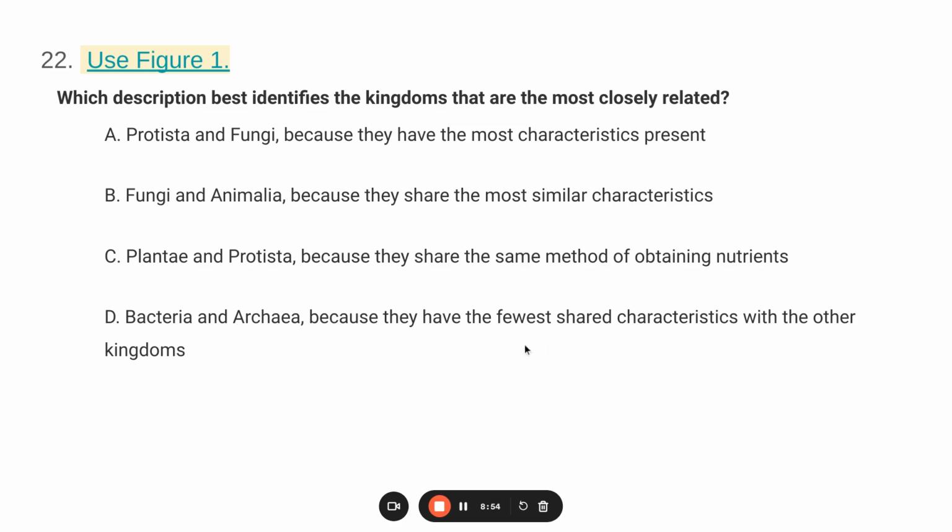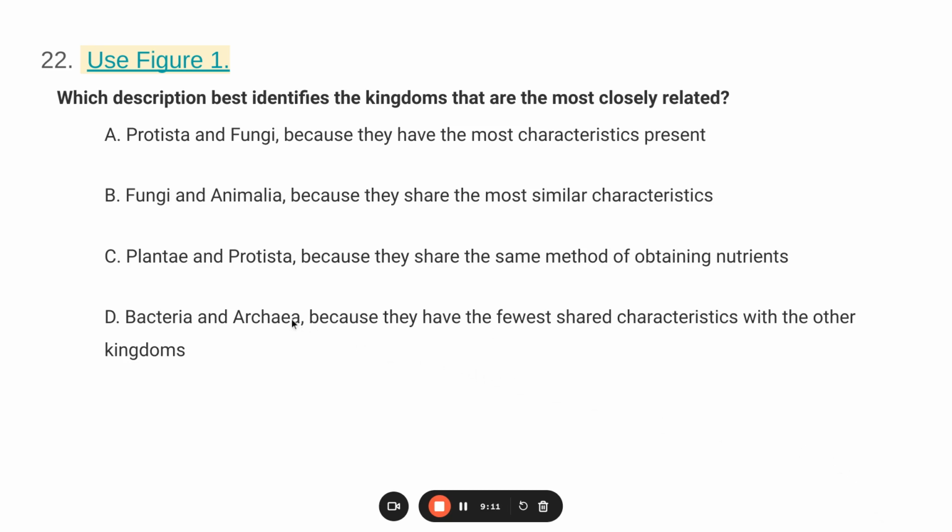Okay, use figure 1. Which description best identifies the kingdoms that are most closely related? So before we even go back to that, Moo, what are you doing? You crazy? She's just going back and forth, back and forth, back and forth, which means she's up to no good.